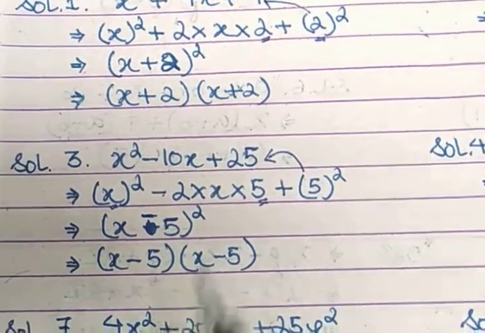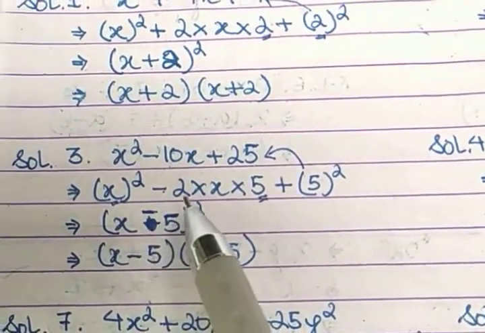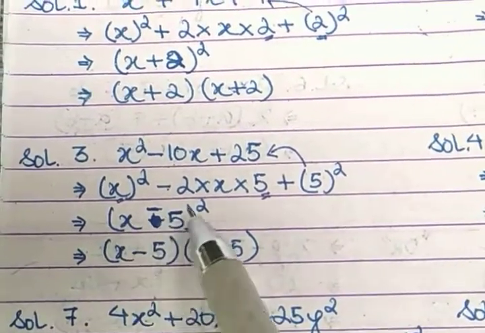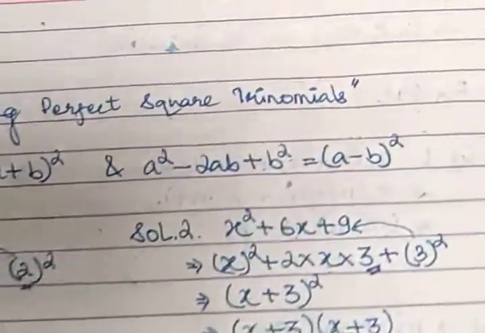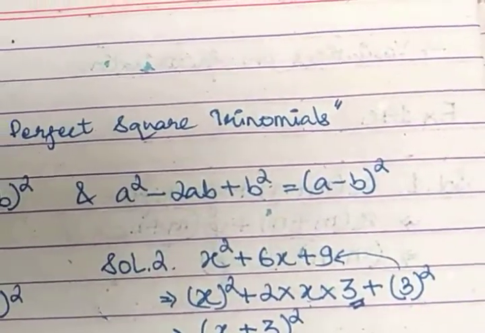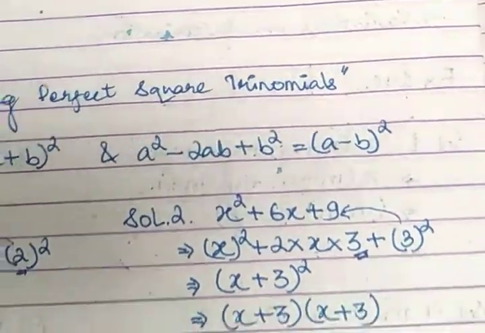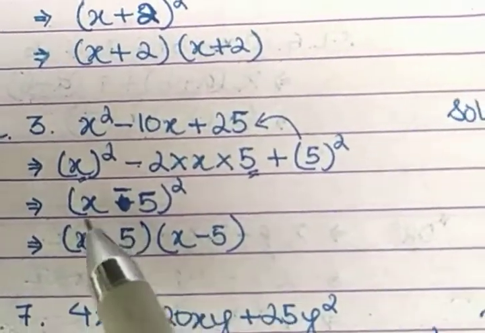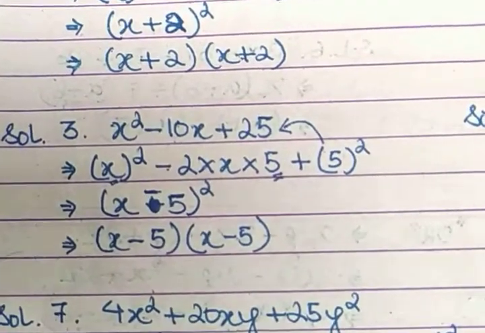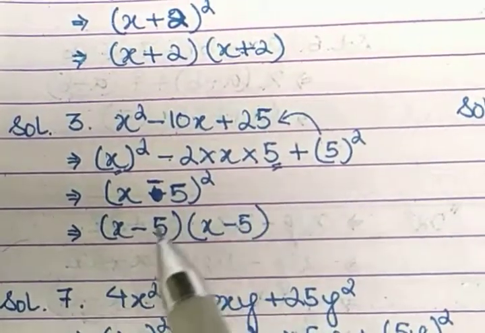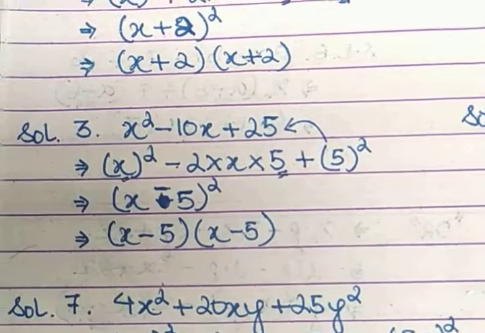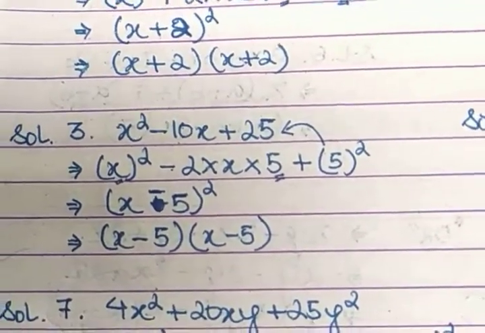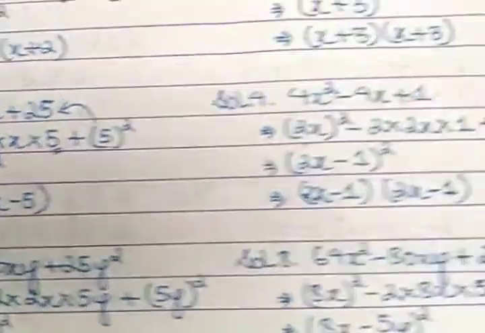5 square means 5 into 5 is 25, so that is our third term, 25. Now this one is in the form of a square minus 2ab plus b square, so it is the expansion of a minus b whole square using this identity. A square minus 2ab plus b square equals a minus b whole square. So here it is x minus 5 whole square. Now x minus 5 whole square can be written as x minus 5 into x minus 5, and we are done here. The product form, the factorization is done. Let's check out the next one.